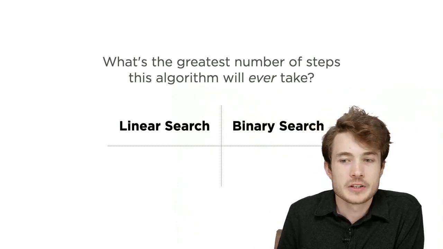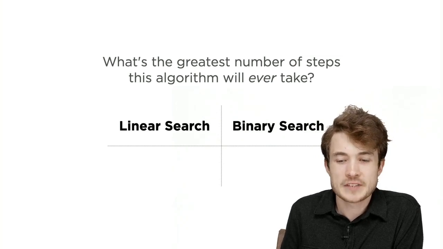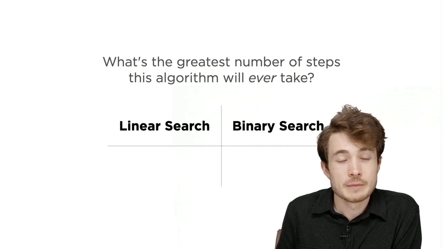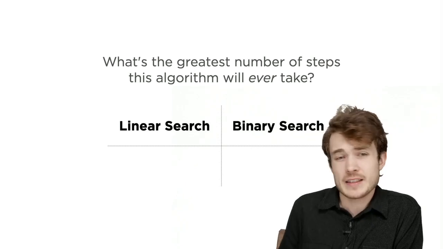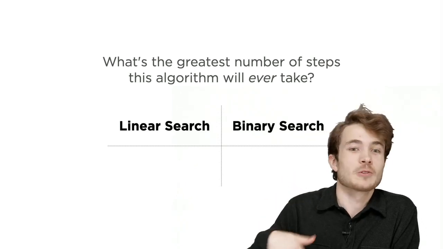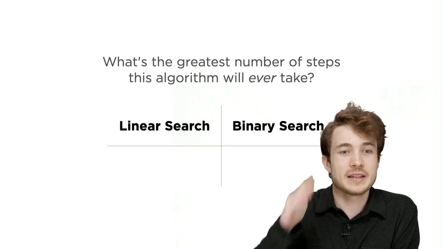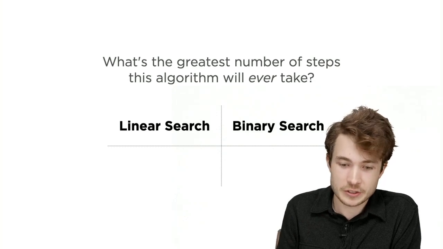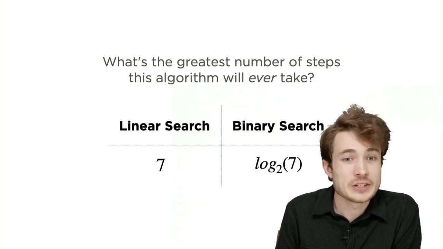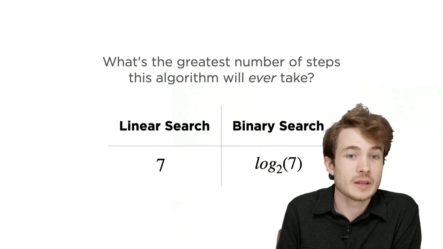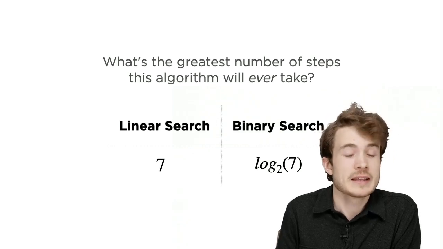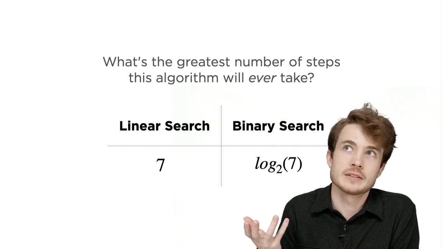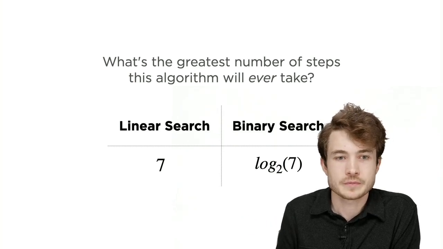What about binary search, though? What's the greatest number of steps it would ever take if we had 7 people? I'm seeing n/2, or like dividing it in half, and you're almost there. It in fact is a logarithm. So a logarithm allows us to take something and divide it in half again, and divide it in half again. So it's more appropriate here to say that linear search takes about 7 steps, and binary search for this particular input of 7 people takes log base 2 of 7, which basically means however many times we can divide 7 by 2, which turns out to be something like, let's see, maybe like 3 or so steps.